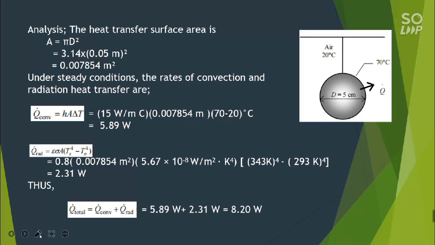So here, Celsius and meter will be cancelled. So our remaining unit is in watts. So the heat transfer by convection is equal to 5.89 watts.